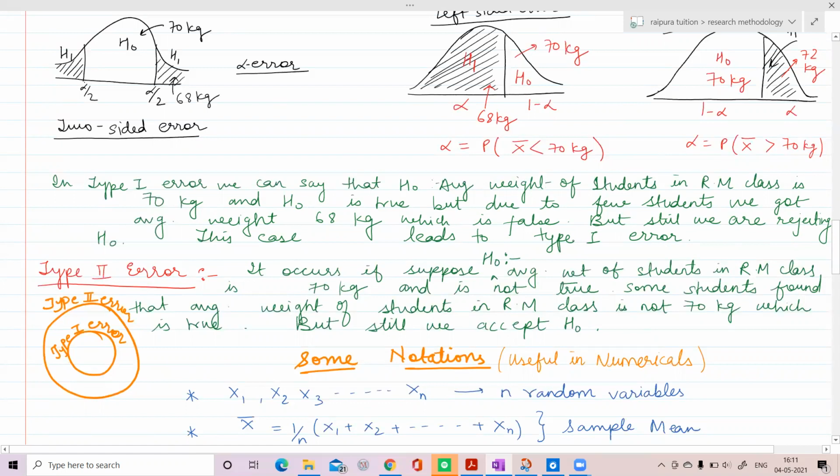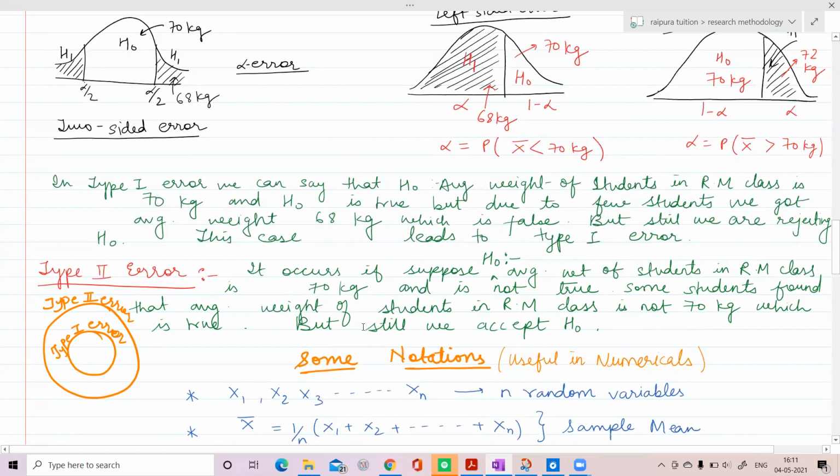And as per our example, type 2 error occurs if, suppose, H naught, that the average weight of the students in the RM class is 70 kg, is not true. But some students found that the average weight of students in the RM class is not 70 kg, which is true, but still we accept H naught. So this leads to type 2 error, and here is a subset diagram of type 2 and type 1 error. So type 2 error is a subset of type 1 error.